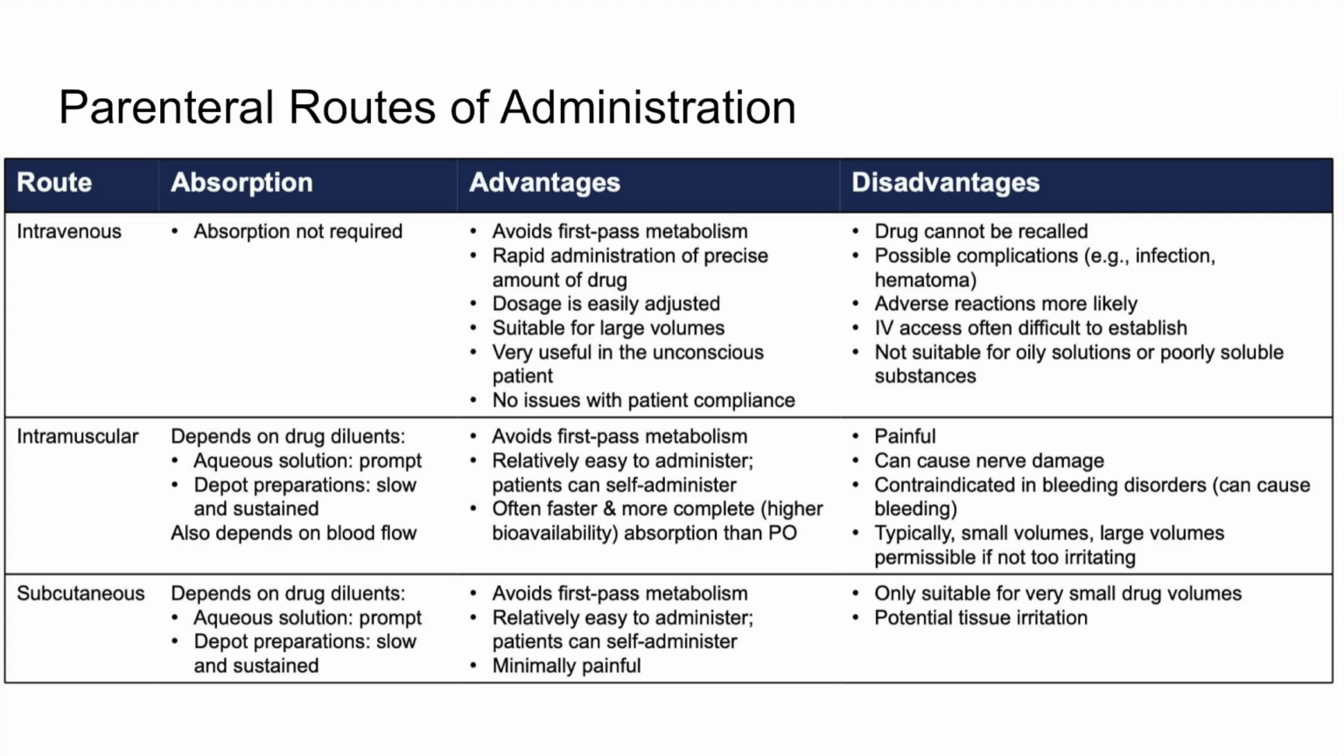Intramuscular absorption depends on the formulation and local blood flow. Aqueous solutions are absorbed relatively quickly, while depot preparations produce slow, sustained release. Intramuscular injections avoid first-pass metabolism, but can be painful and may injure nerves, and should be used cautiously in patients with bleeding disorders.